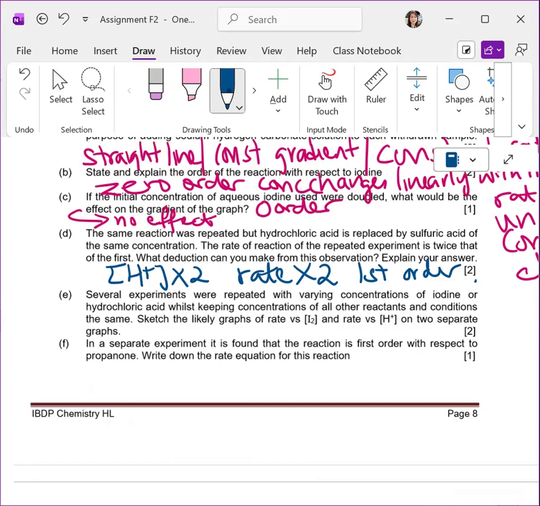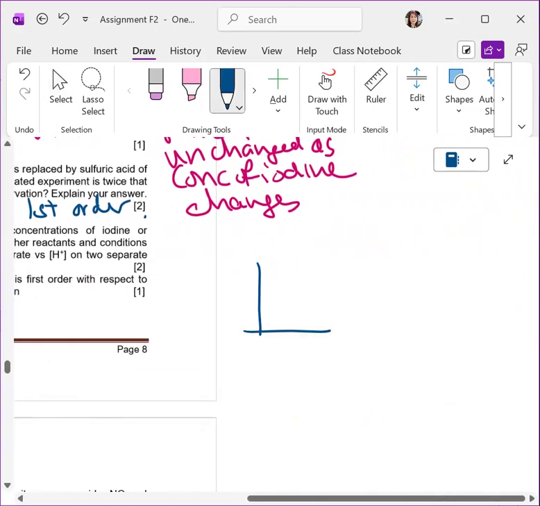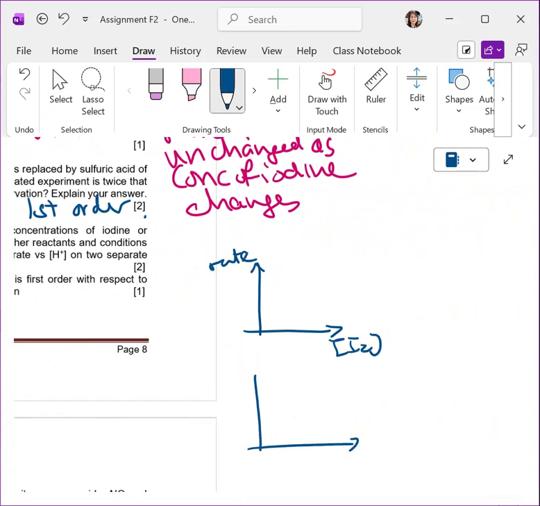Several experiments were repeated with varying concentration of iodine and HCl. While keeping the concentrations of other reactants the same, sketch the likely graph of rate versus iodine, and rate versus H+. So instead of a concentration-time graph, we are now going to plot a rate graph. One will be rate against iodine. Another one, it will be rate against H+.